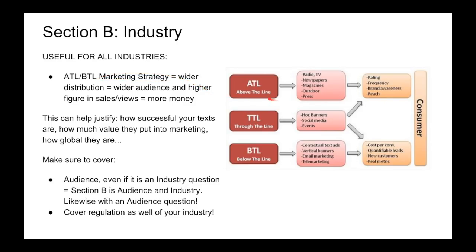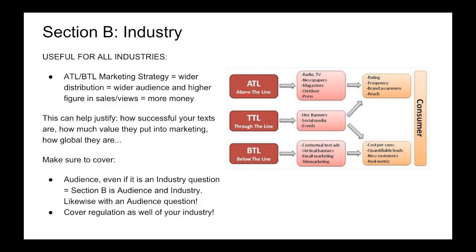Above the line marketing is more high production marketing, such as radio, TV, newspapers, etc. Through the line marketing is basic marketing, it's affordable. And then below the line marketing is really cheap, on a budget type of marketing. So this is useful to justify how successful your texts are, or how well marketed were your texts.